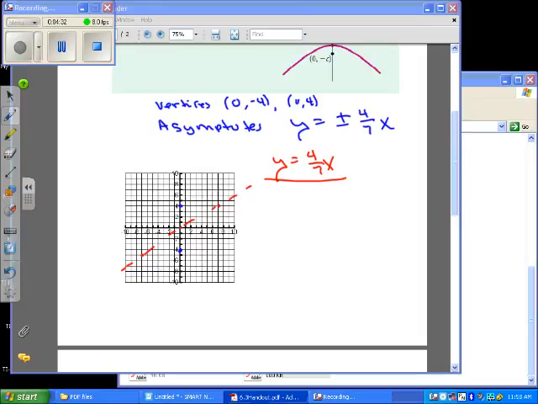The other asymptote is y is equal to -4/7 x. So again, I start at the origin. I'm going to fall 4 and run forward 7, and then I'm going to rise 4 and run backwards 7. So that would be right. Let me plot that asymptote there. Now let me go ahead and complete my graph.